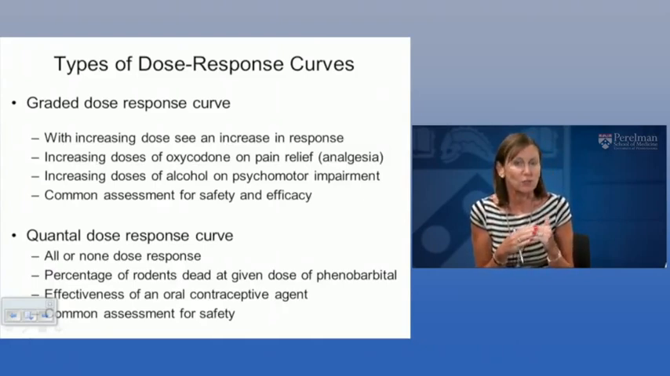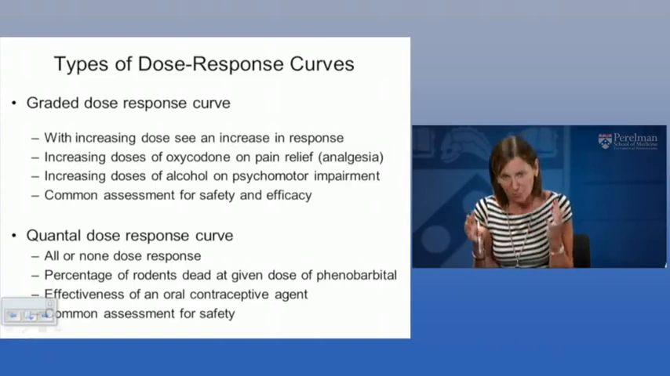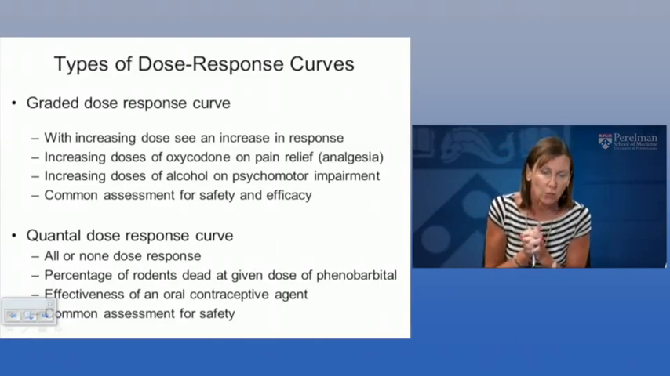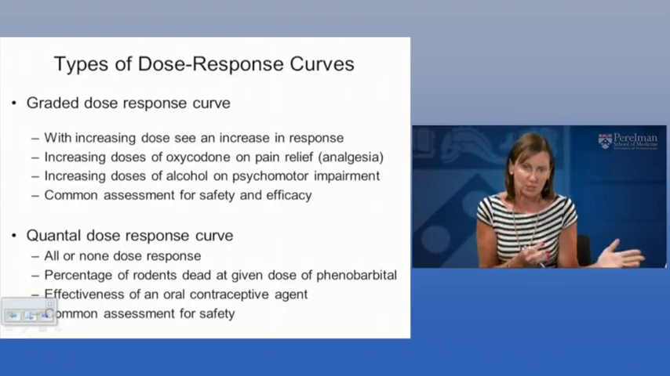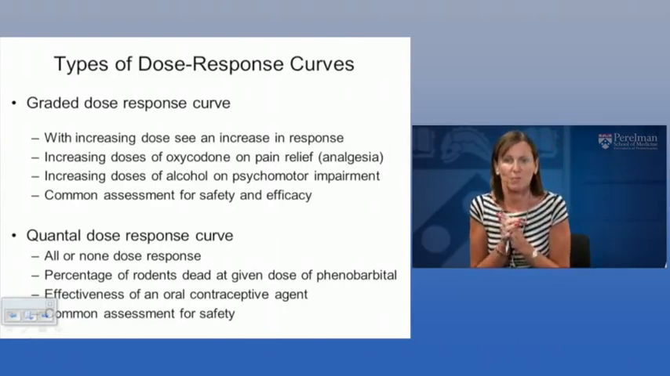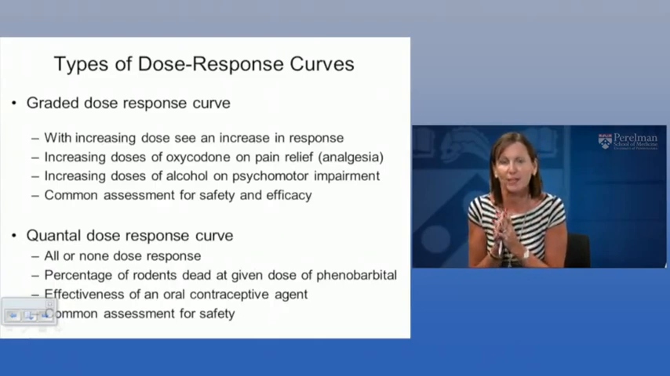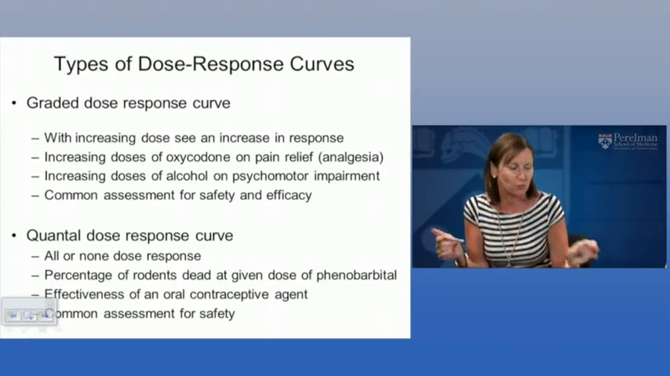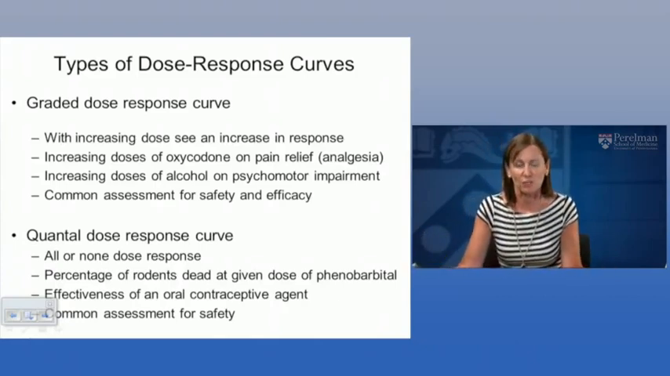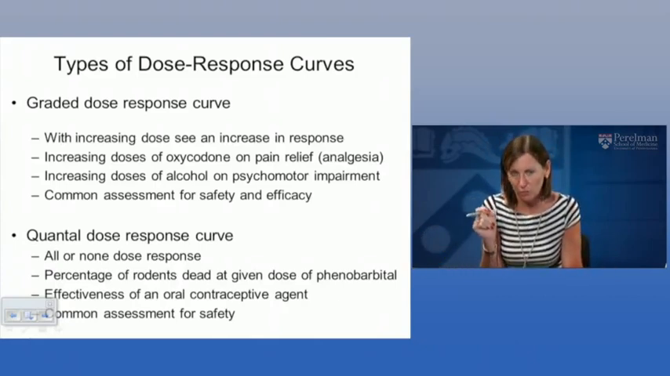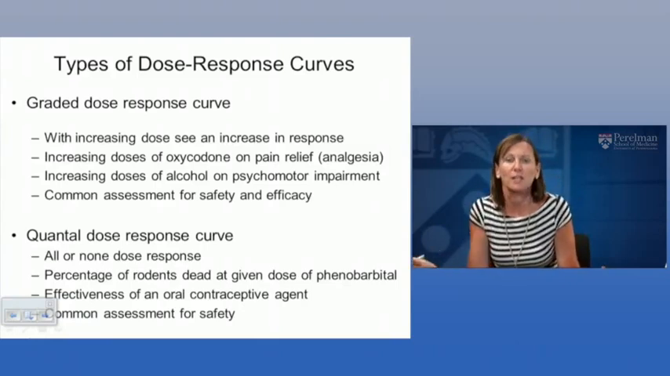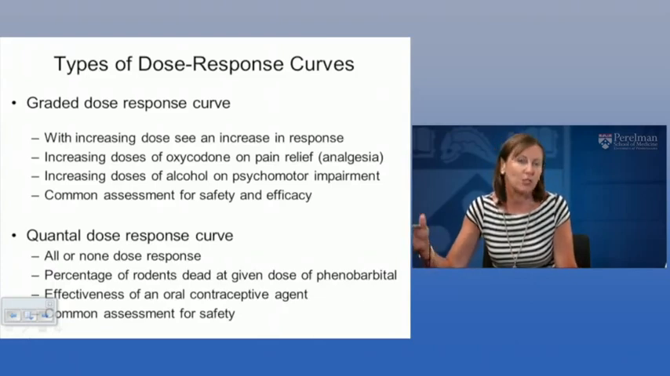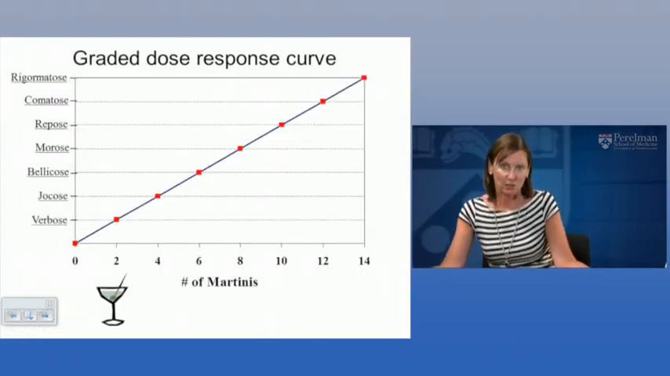The percentage of rodents dead versus alive. That's a pretty definitive difference between the two. The effectiveness of an oral contraceptive. The patients either become pregnant or they don't become pregnant. There's no midway point there. And what we typically use quantal dose-response curves for is for assessments of safety, because they're very rigorous. They're very definitive in many regards. So you've got graded dose-response curves and you've got quantal dose-response curves.